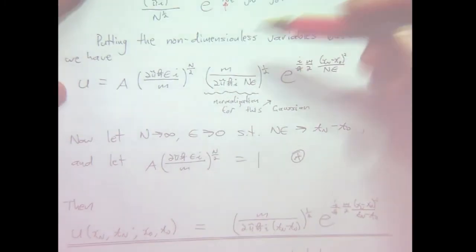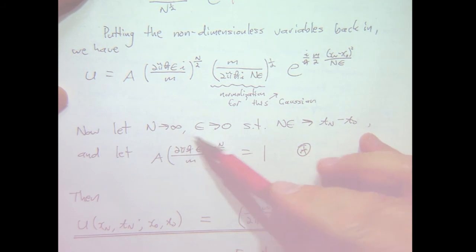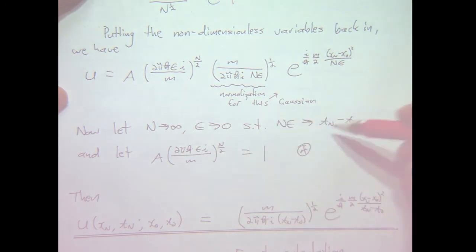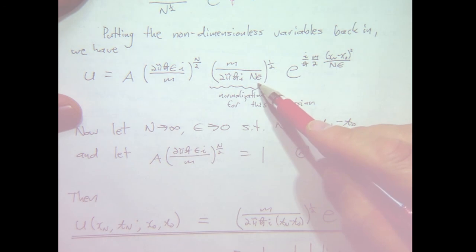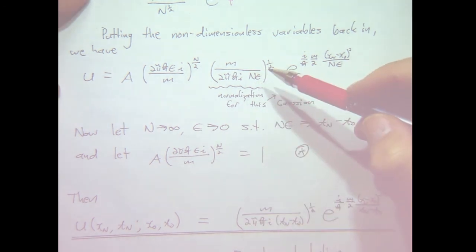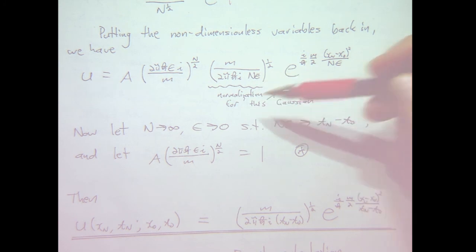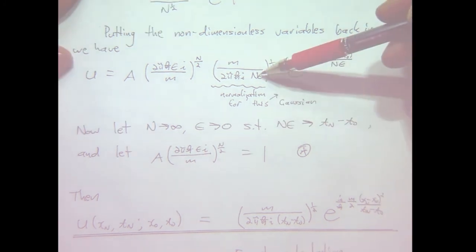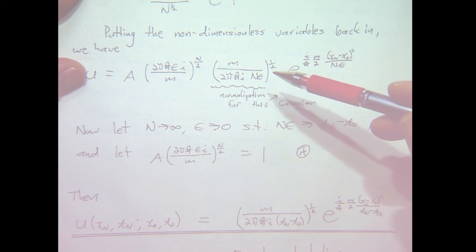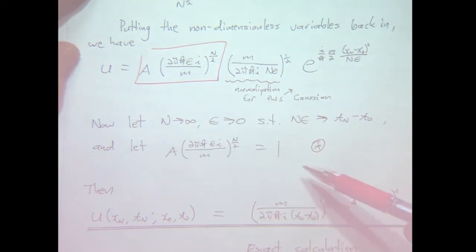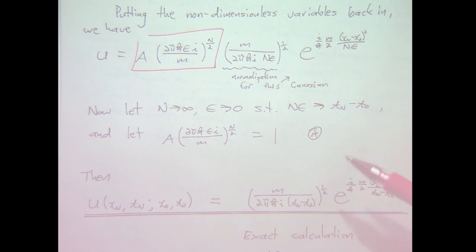And then now the key is, how do you take this limit? You have to let n tend to infinity and epsilon tend to zero such that the product n epsilon equals that. Well, what that means is that wherever you see n epsilon, you just put tn minus t zero. And the product, this thing here, has to equal one. You let that equal one, because it has to be normalized. Yes, it's a little normalization.